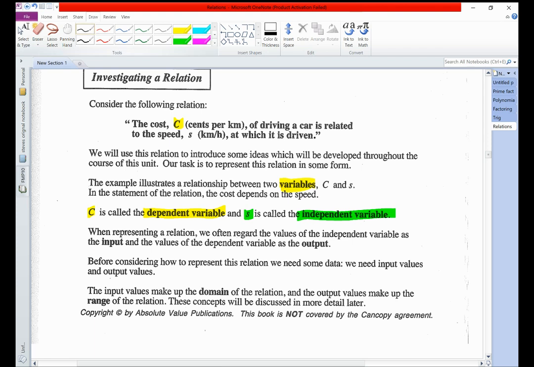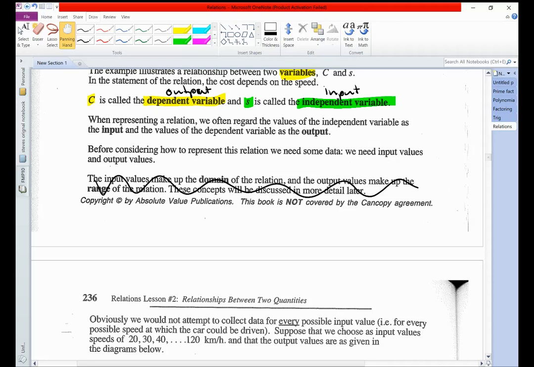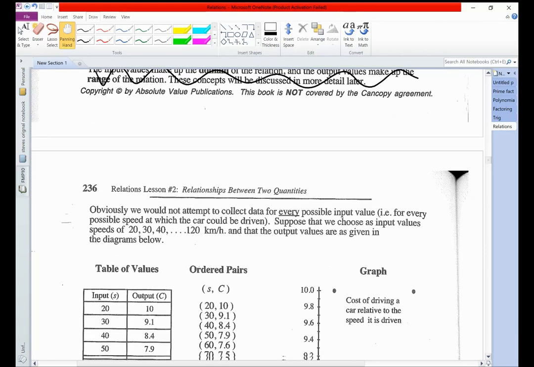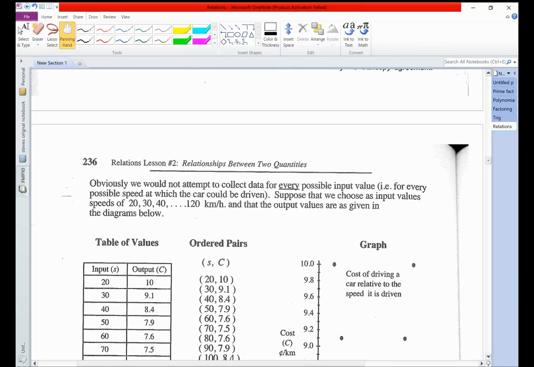So most of the time, our independent variable becomes the input and the dependent variable becomes the output. So we will have to find some input values and output values in order to graph or show this relationship with numbers. Don't worry about this. We'll get to that, I think, in lesson 4 or something. So let's look at that relationship, cost and speed.